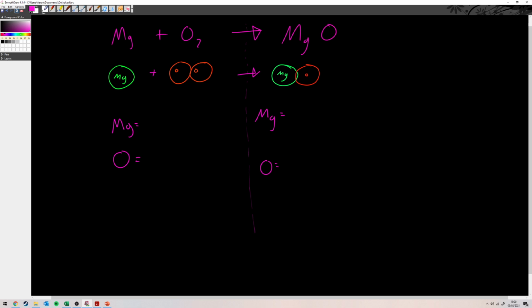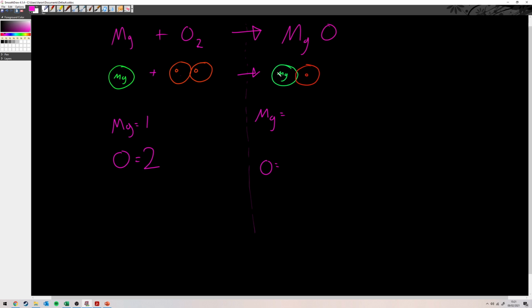Okay. How many magnesium atoms do I have on the left hand side? Well, you can either count the equation or count the diagram that you've drawn. You have 1 magnesium. How many oxygens do I have? Well, that's a 2, right? I've got 2 oxygen atoms on the left hand side. There's 1 oxygen atom, there's the other. I've got 2 oxygen atoms.